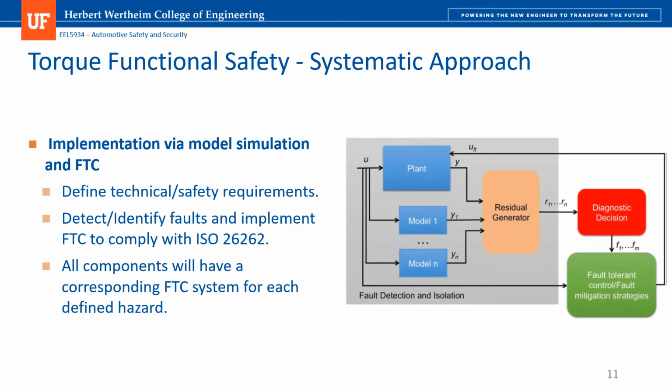The fourth step in this phase is to implement a model simulation and fault-tolerant control. So you want to define your safety requirements and technical requirements for the system and determine, now that you have a fault detected, how are you going to control it?